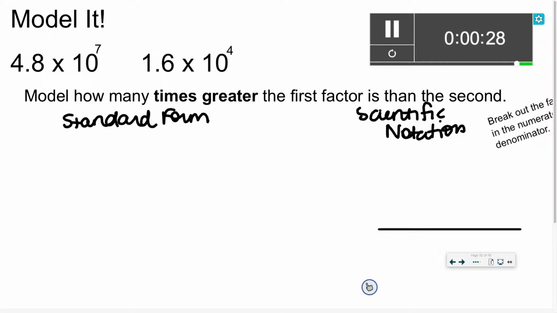How many times, what would you multiply 1.6 by to get 4.8? How many times does it go into the 4.8? Good.